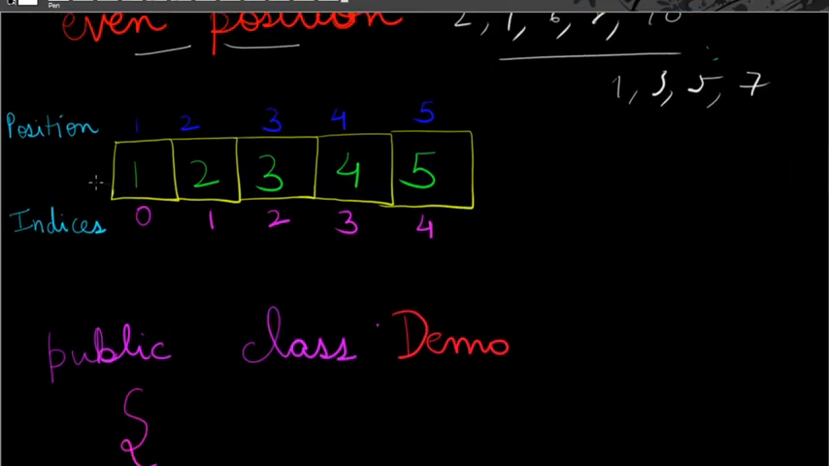So basically we are taking the array and this array has 5 elements. Let us suppose these are 1 2 3 4 5, and these are the positions, okay. It is the first position, the second position, the third position, fourth, fifth, and these are the indices, okay, 0 1 2 3 4.